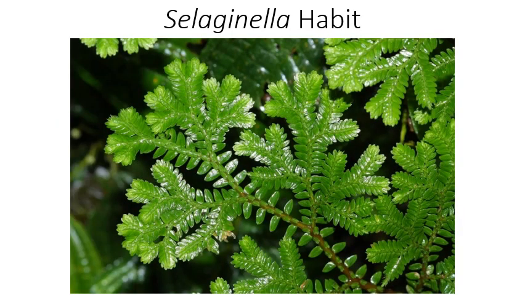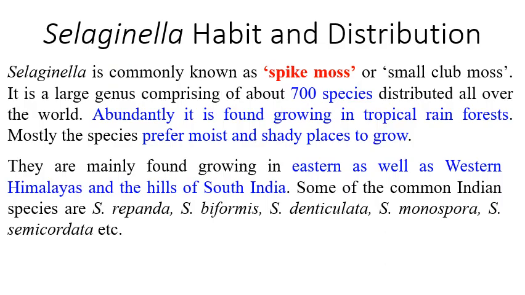Here you will see the habit of Selaginella, where you can see the detailed structure: this is the stem and small leaves can be seen, and at the tip of every individual branch there is a strobilus. Let us start with the actual study of Selaginella. So Selaginella is commonly called spike moss or small club moss.